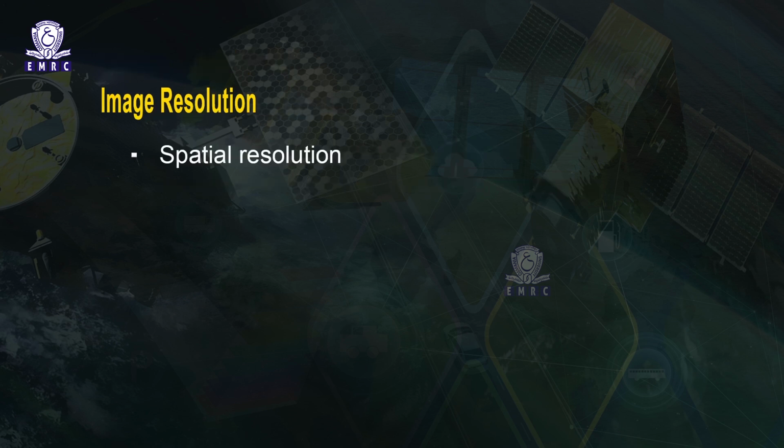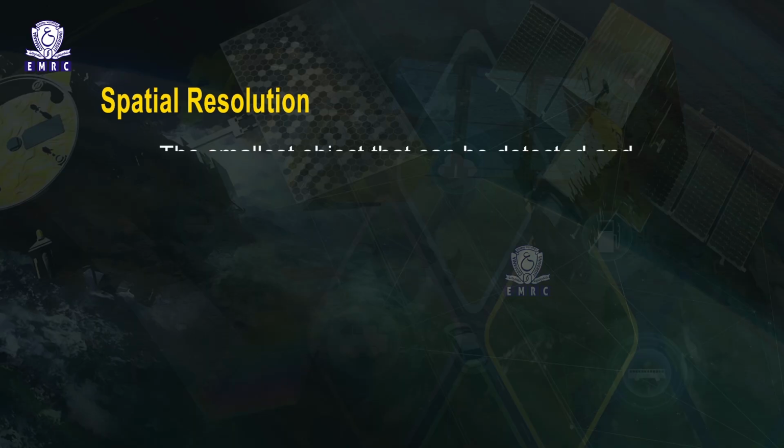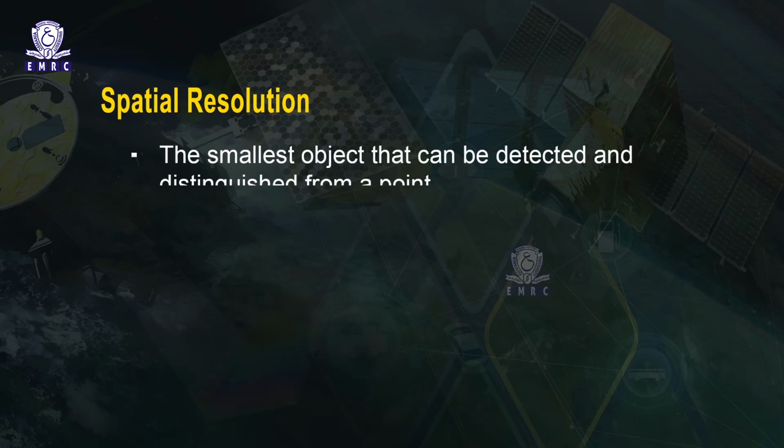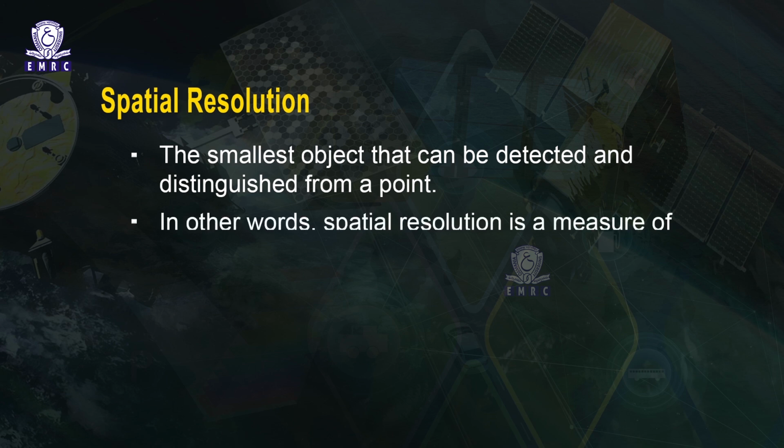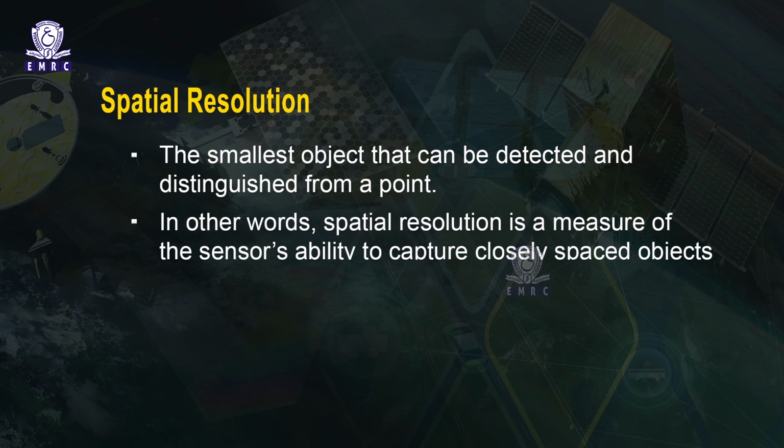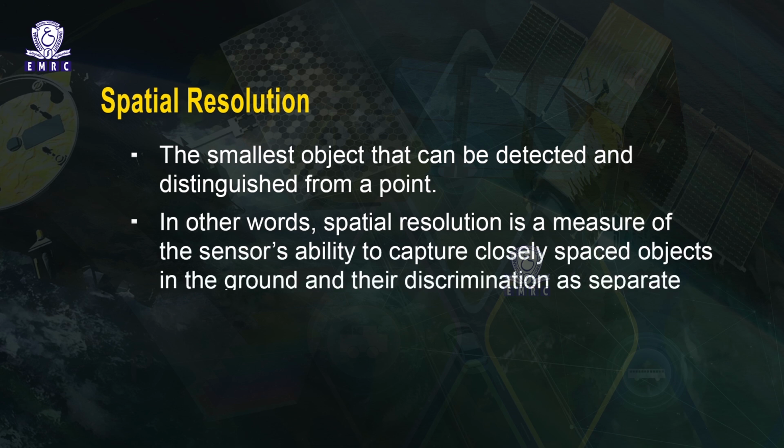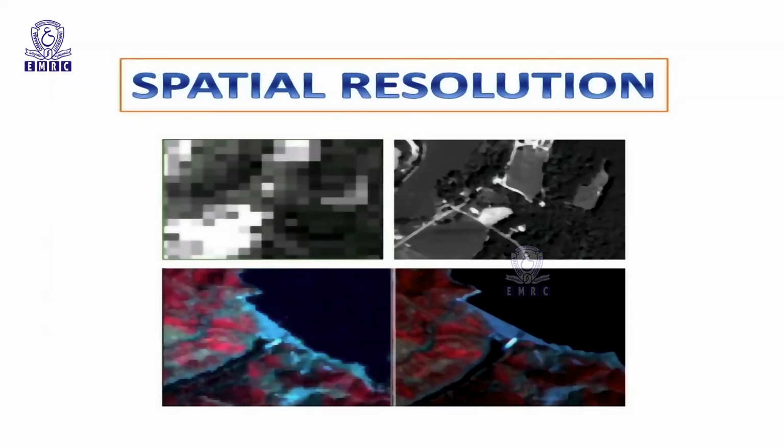Spatial resolution. Spatial resolution is a complex concept which can, for the purpose of remote sensing of polar regions, be defined as the smallest object that can be detected and distinguished from a point. In other words, spatial resolution is a measure of the sensor's ability to capture closely spaced objects on the ground and their discrimination as separate objects. Spatial resolution of data depends on the altitude of the platform used to record the data and sensor parameters.